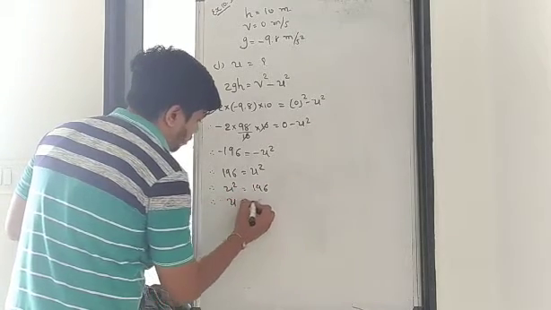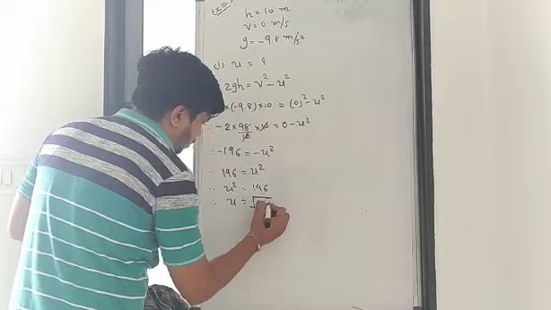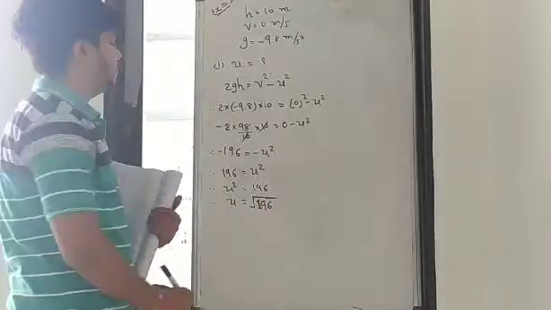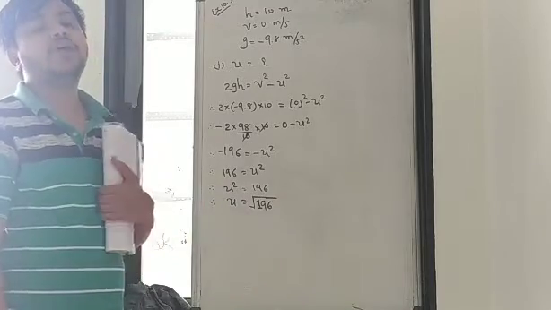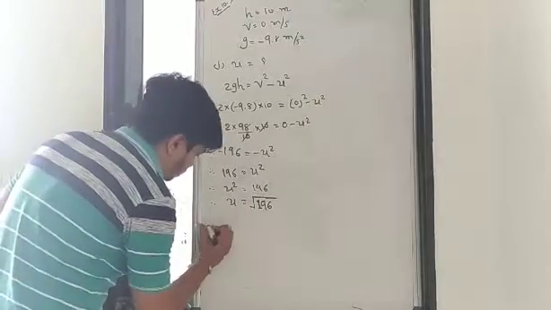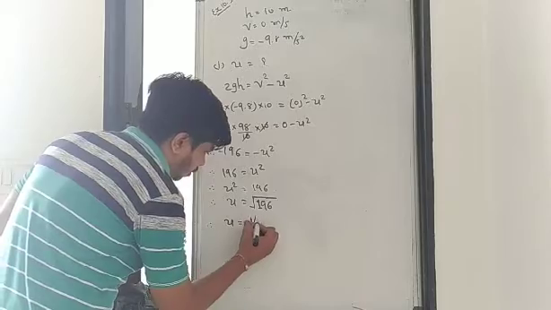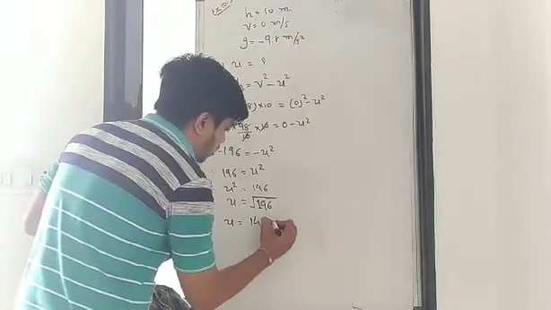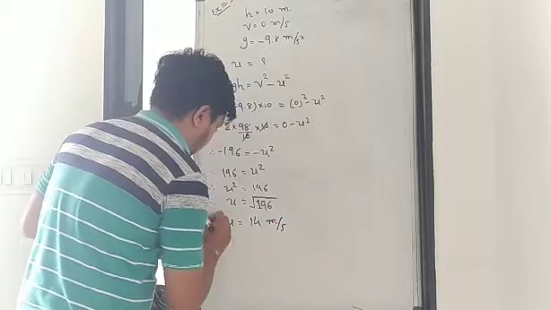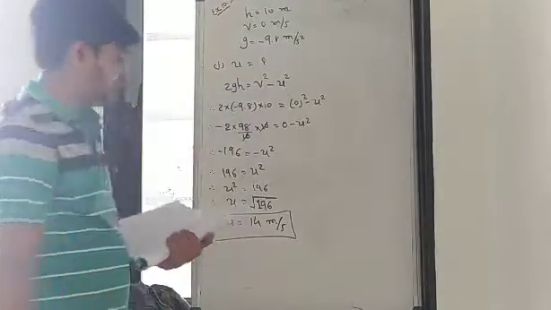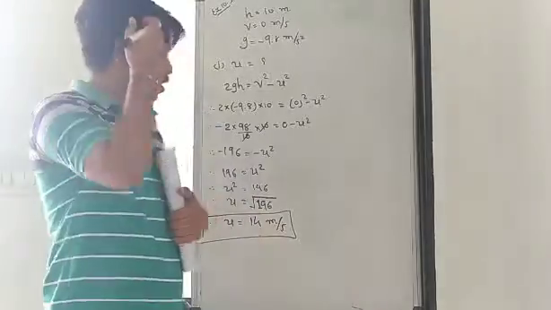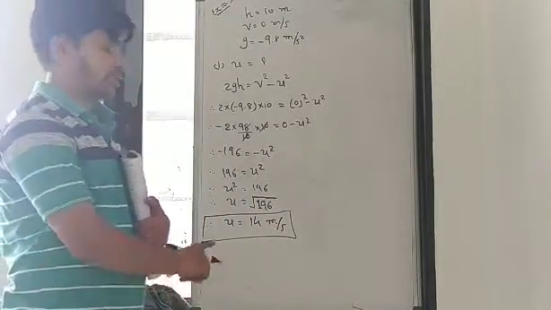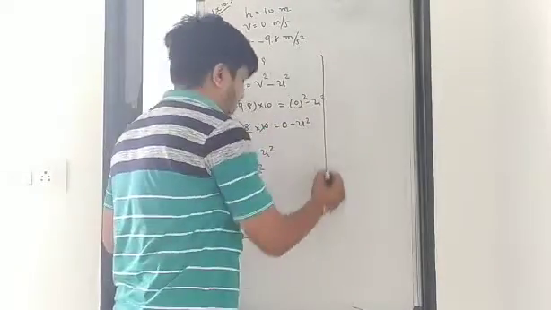If you want to find u, then you have to take the square root of 196. What is the value of the square root of 196? It's 14. Right? So u is 14 meter per second. So the object is thrown with a velocity of 14 meter per second in the upward direction. Understand?